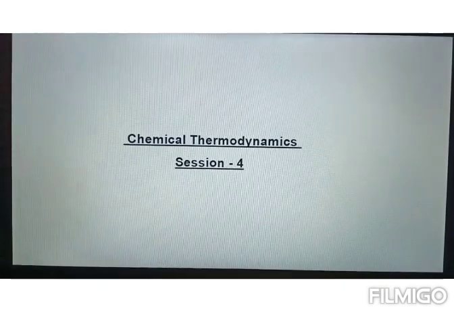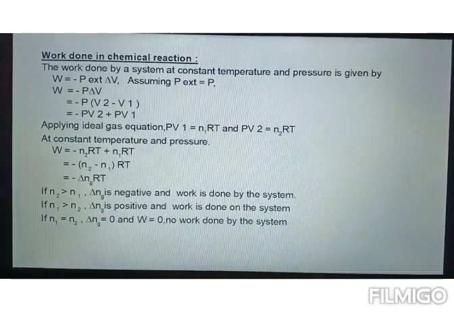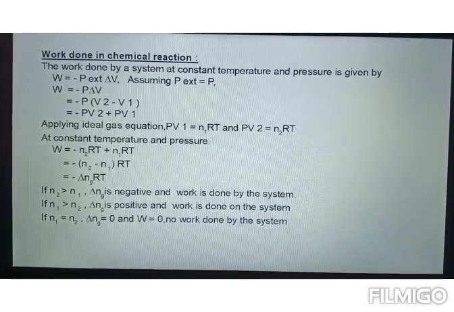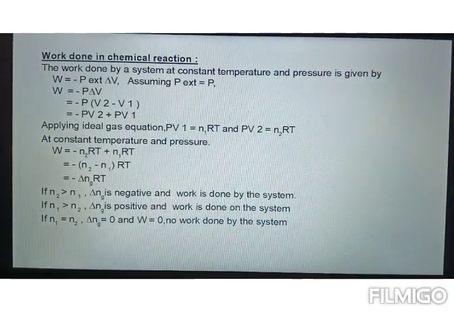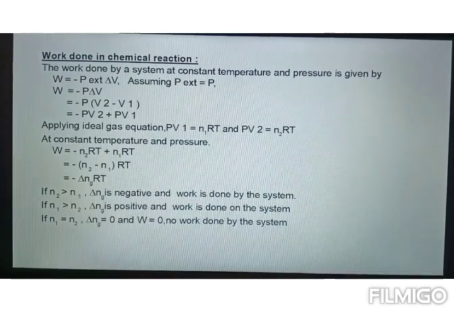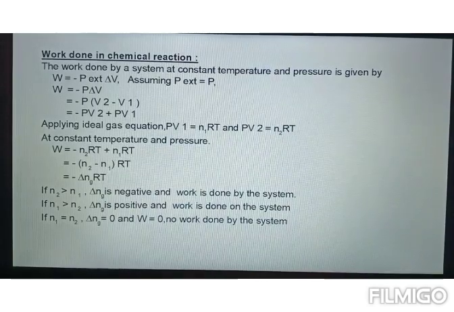Now let us see work done in a chemical reaction. Work done in a chemical reaction is given by the same expression, that is pressure volume type of work. It is given as W is minus P external delta V.